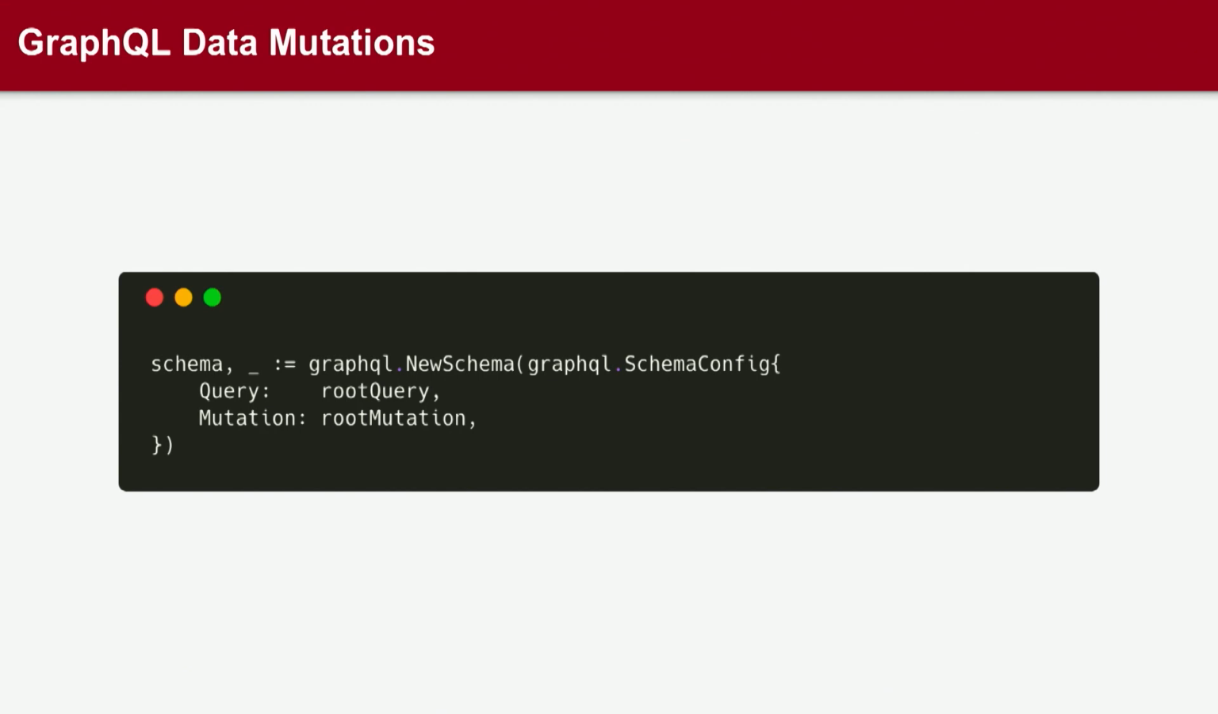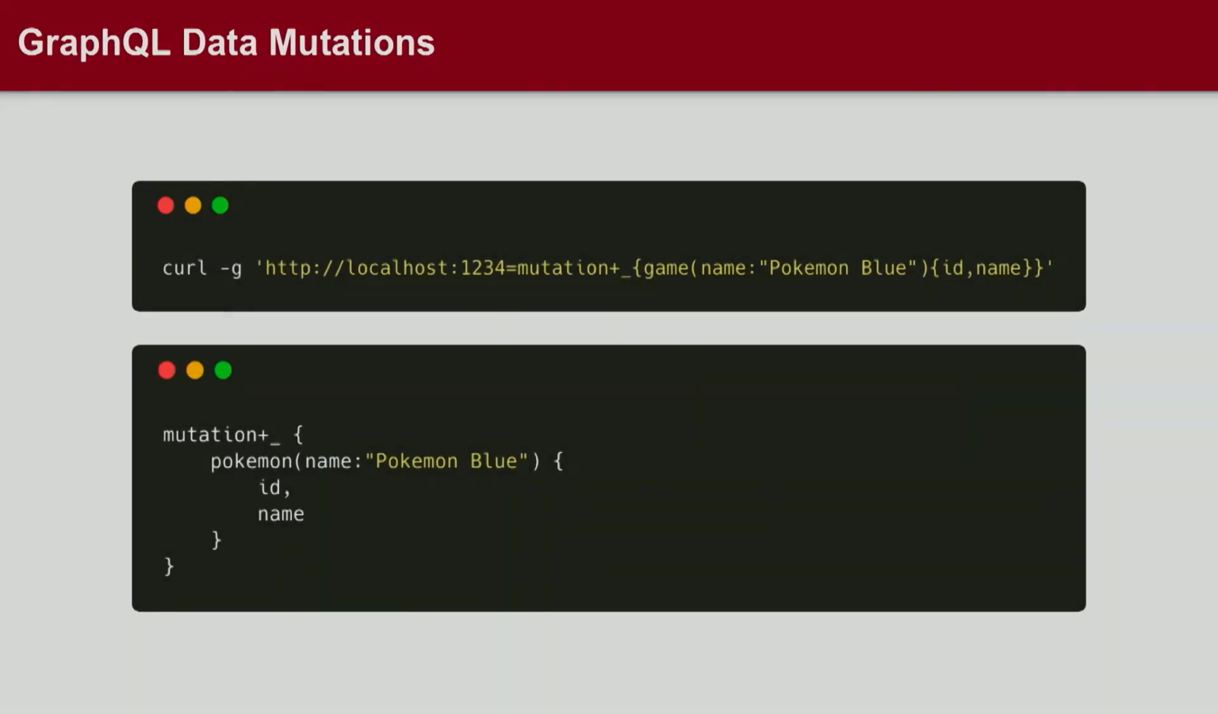To wire it up, we go back to our schema that we had previously created. Previously, it just had a query. Now we're adding that mutation. So now GraphQL will be able to handle, well, what's a mutation versus what is just a standard query. So if I wanted to, I could do a query like this. And again, this is just doing it with query parameters.